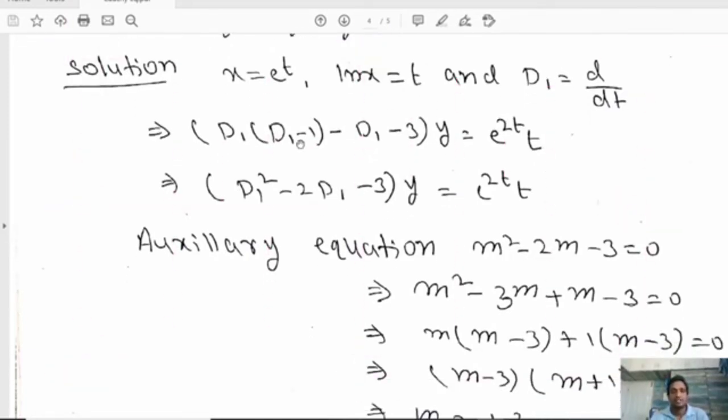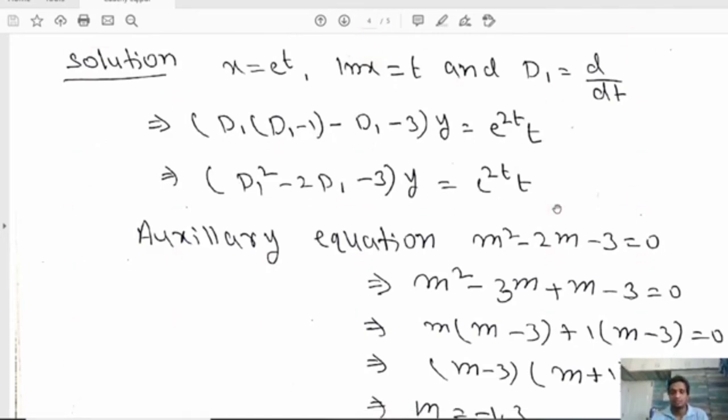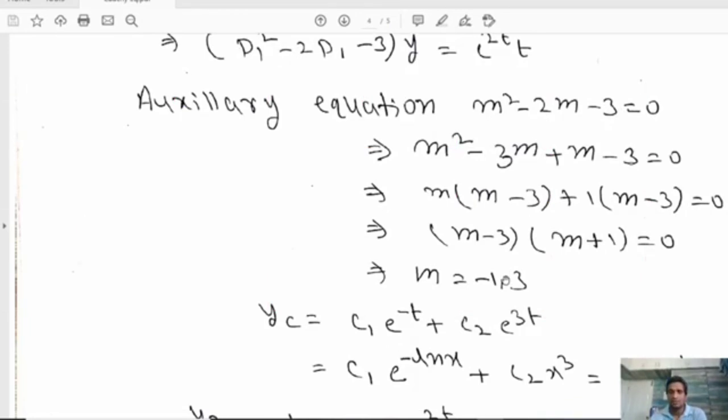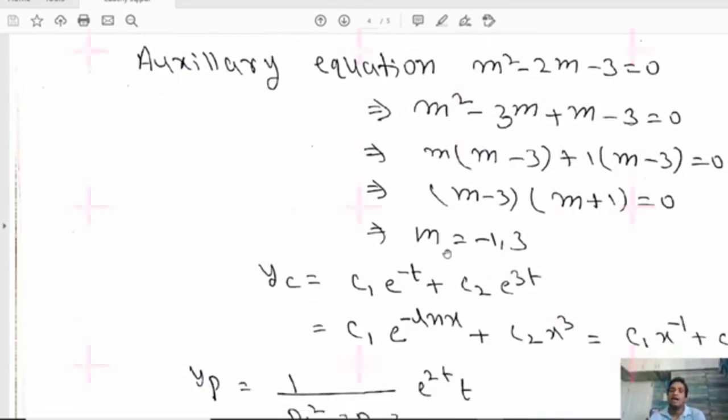So D1 square minus D1 minus 2D1 minus 3 into y is equal to e power 2t into t. If I write the auxiliary equation, m square minus 2m minus 3 is equal to 0. I am simplifying and not explaining this one. This is a simple process. I have got minus 1 comma 3 as the roots. So the complementary function will be c1 e power minus t plus c2 e power 3t.